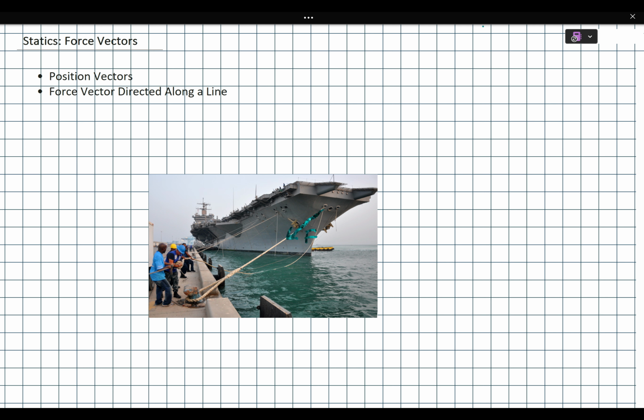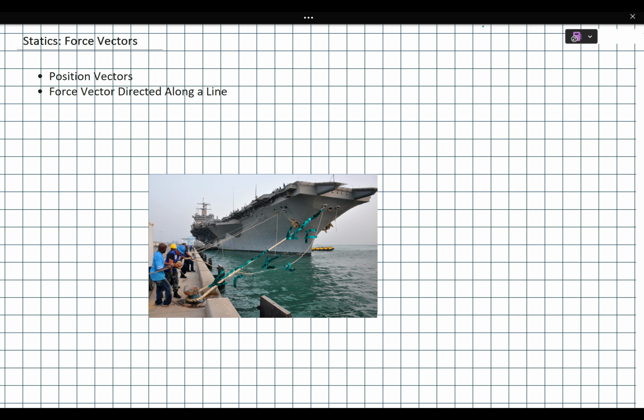The questions that we're interested in are maybe what are the forces in the mooring lines, and also how do we find the directions of these forces within the mooring lines here, right? And then why would we want to know these things? Start thinking about things like that. Why would we want to know these things?